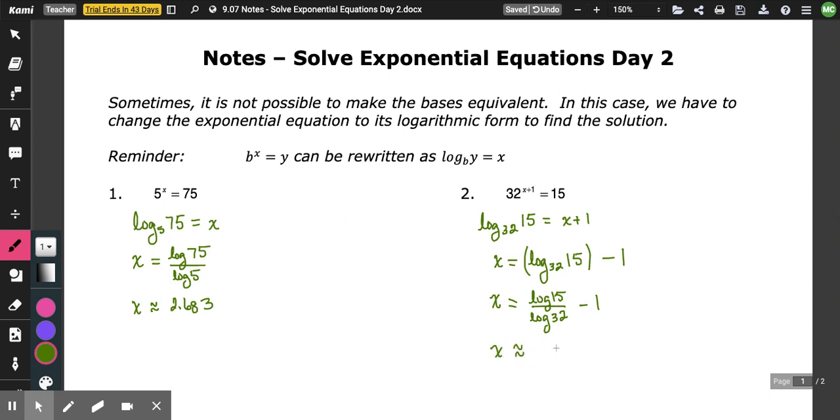And when you do that, you should get negative 0.219. Alrighty, now there are a couple of questions on the form for you to try.